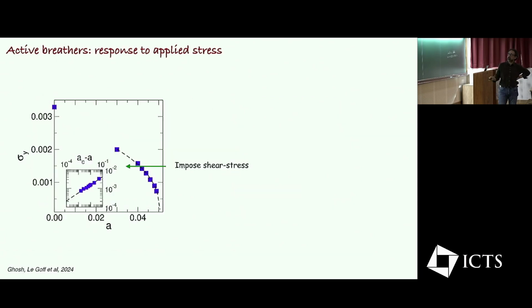To come back and close the circle, we also impose a shear stress on this system, a certain constant shear stress with some particular value. So let's say it is around 0.015. If you impose a shear stress at this point, any material which has a yield threshold below it will yield, and any system which has a yield threshold above it will not flow, and this is what we check.